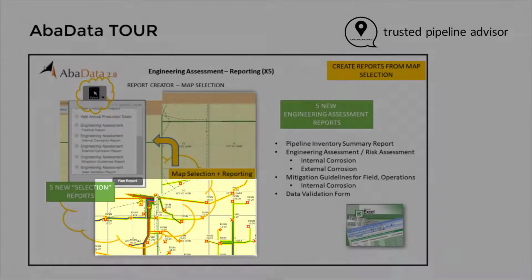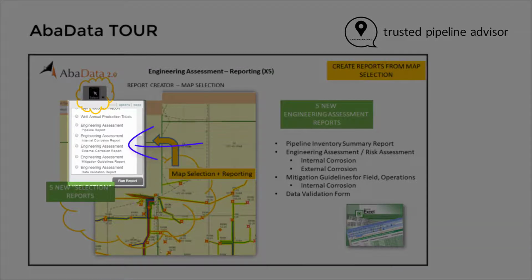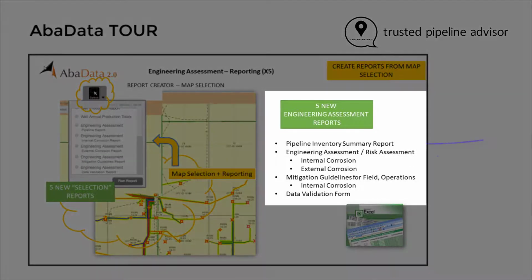Upon completing the selection process, 5 TRIAGE engineering assessment reports are available in addition to the standard AbaData reporting suite. First, the Pipeline Inventory Data Summary Report, a PL100 data report listing pipeline license data. A detailed engineering summary report for each of internal and external corrosion, including representation of the results within a 5x5 risk matrix presentation. Mitigation guidance for internal corrosion, which we have already discussed, and a data validation form to facilitate communication between field operations and trusted pipeline advisor.